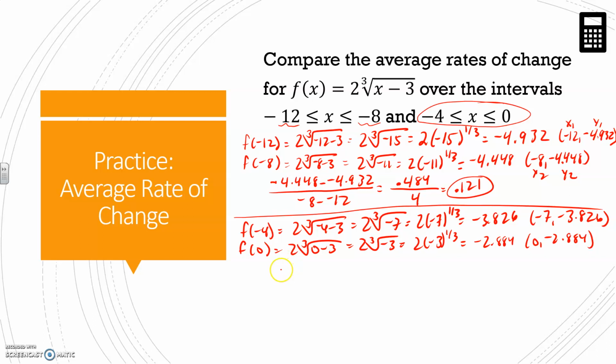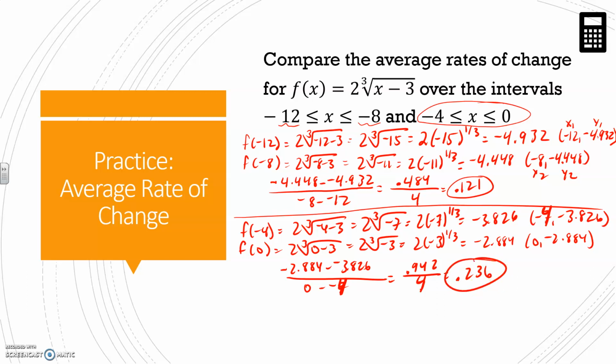When you did y2 minus y1, you should have had negative 2.884 minus negative 3.826 over 0 minus negative 7. When I subtract on top, I get positive 0.942, and on bottom I get a positive, this is minus 4. 0 minus negative 4. I wrote it wrong here. That was the wrong one. Okay, so I get over 4, which is in fact 0.236.